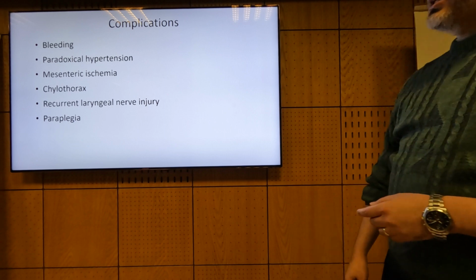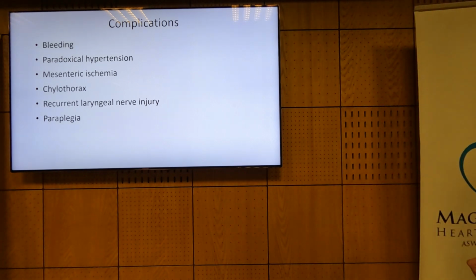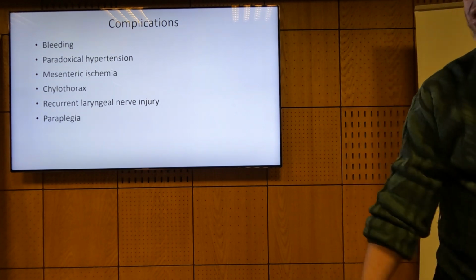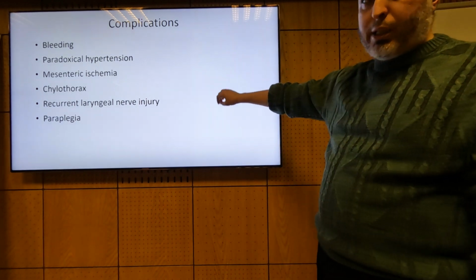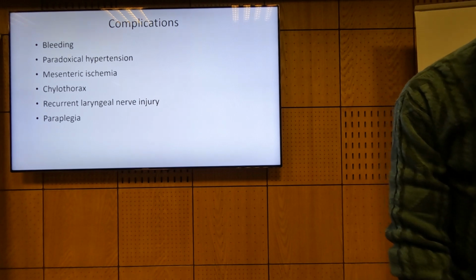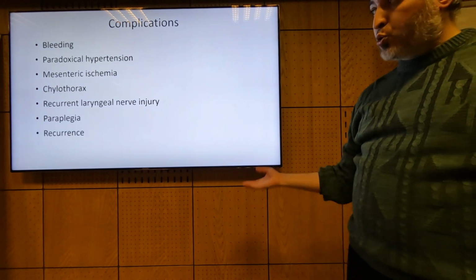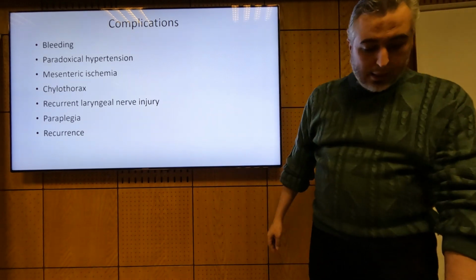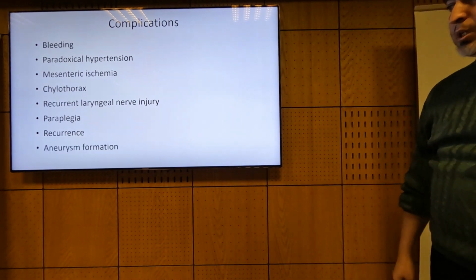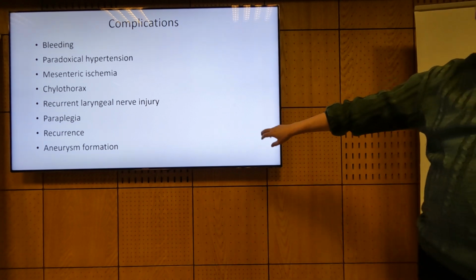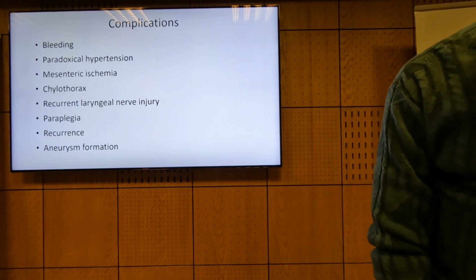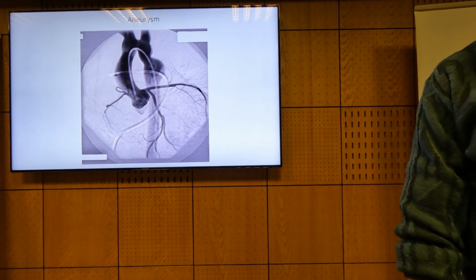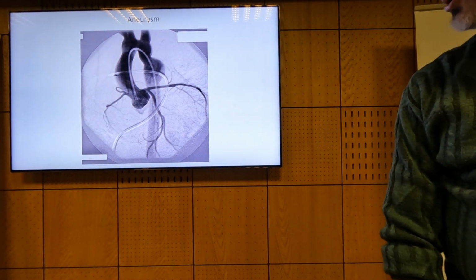So bleeding, paradoxical hypertension, mesenteric ischemia, chylothorax, recurrent laryngeal nerve injury, and paraplegia. And so these are actually the early complications. Late complications include recurrence, which we have seen occurs with some techniques more than others, and aneurysm formation, again, usually with patch augmentation, patch aortoplasty. So this is a picture of an aneurysm developed following a coarctation repair.